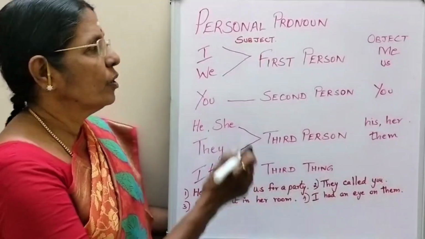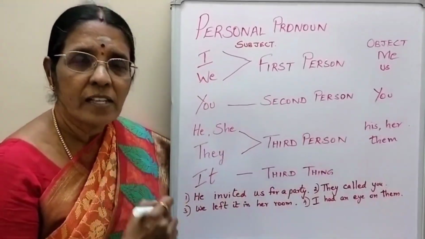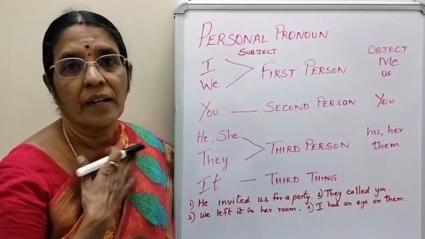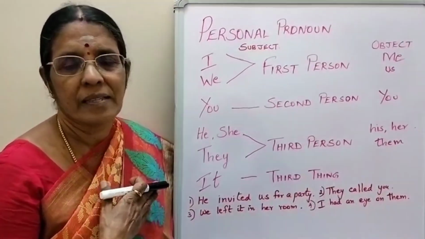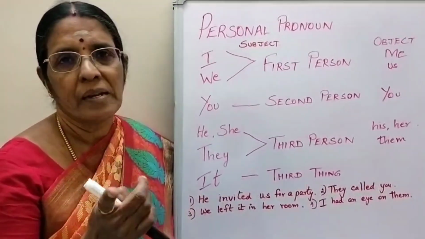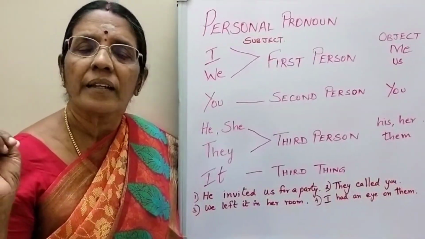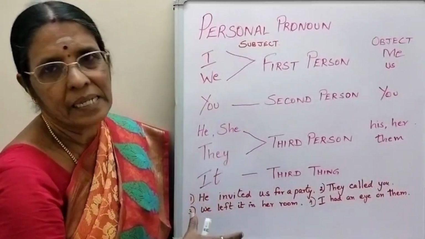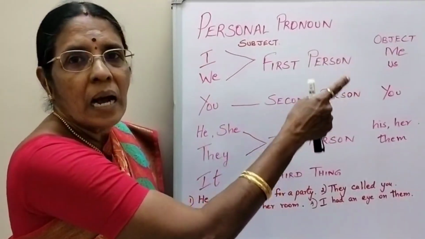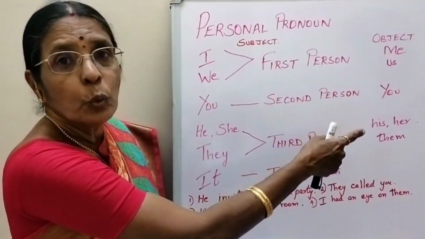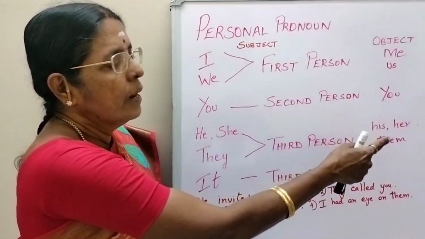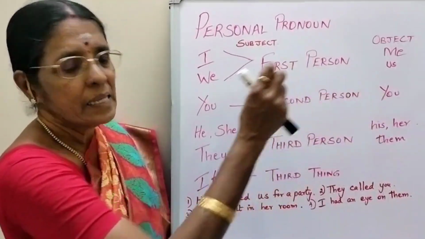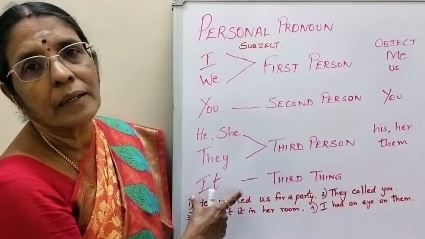Personal pronoun. For this you must understand first person, second person, third person. I, first person. We, plural form of first person. Right? Then you, second person. He, she, they, third person. This set will come as a subject in a sentence. Me, us, first person. You, second person. Him, her, them, third person. This will come as the object in a sentence. It is a third thing.